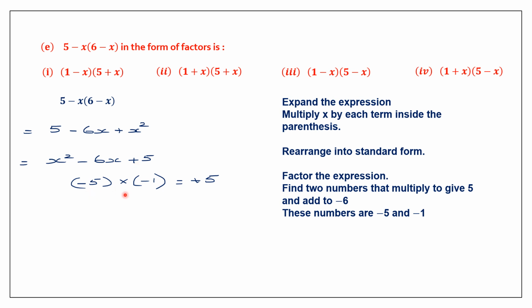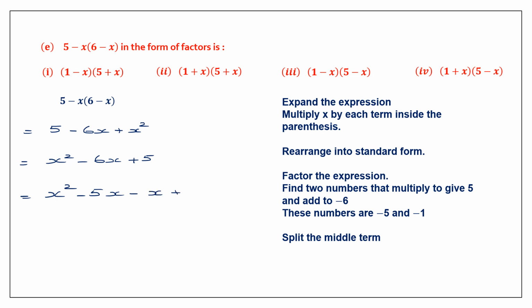Now we need to add up these two to get negative 6. Let's see whether that is happening. Negative 5 plus negative 1, minus and minus, when you add it up, it remains as minus. 5 plus 1 is 6, so negative 6. When we added up these two numbers, we got negative 6. When we multiplied these two numbers, we got positive 5. So these are our numbers, negative 5 and negative 1. Now we can split the middle term. So splitting the middle term, what do we get? We say x square minus 5x minus 1x, or simply minus x, plus 5.